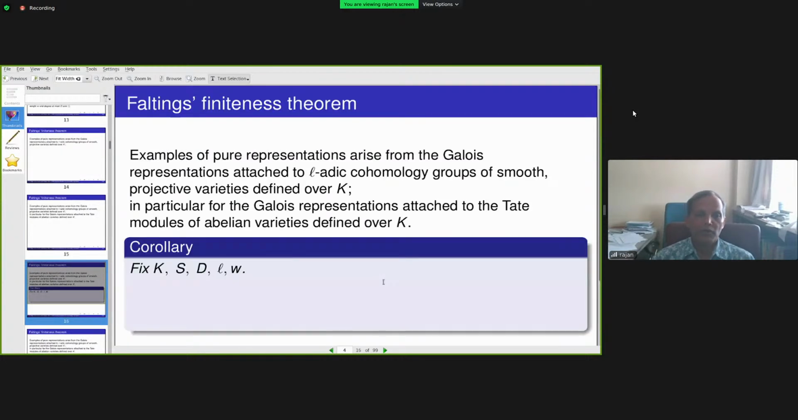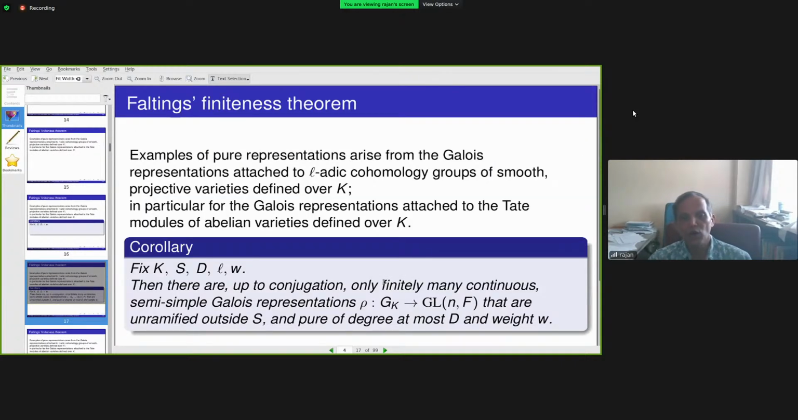Now the corollary is that if you fix your number field K, you fix your S, the set of places where ramification can occur, you fix your degree D, and fix an L and a W, then there are up to conjugation only finitely many continuous semi-simple Galois representations rho from the Galois group GK to GLN F that are unramified outside S and pure of degree at most D and weight W. Here of course I let N vary as long as D and W are okay.